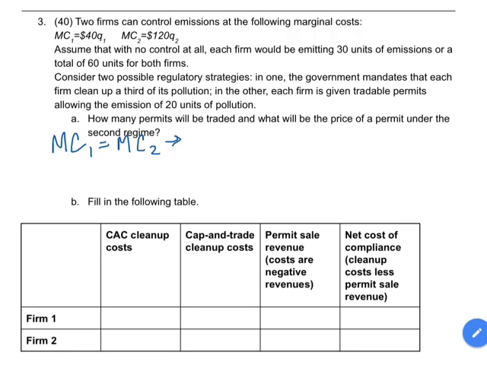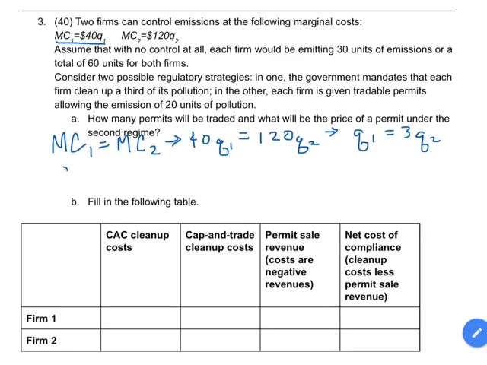So that means we know that 40 Q1 is equal to 120 Q2, and I can divide both sides by 40, and I get Q1 will equal 3 times Q2. So firm 1's going to do more of the cleanup because it's the low-cost cleaner-upper. What else do we know?